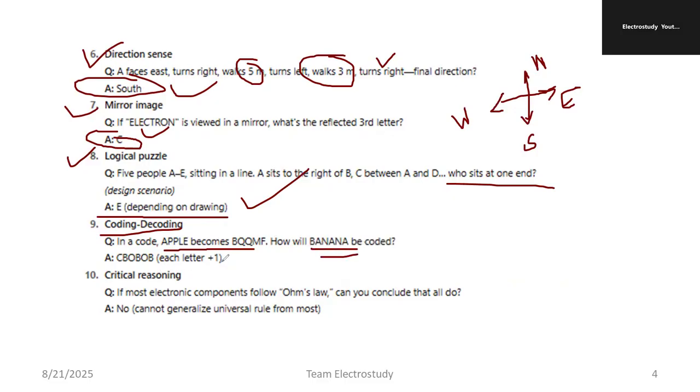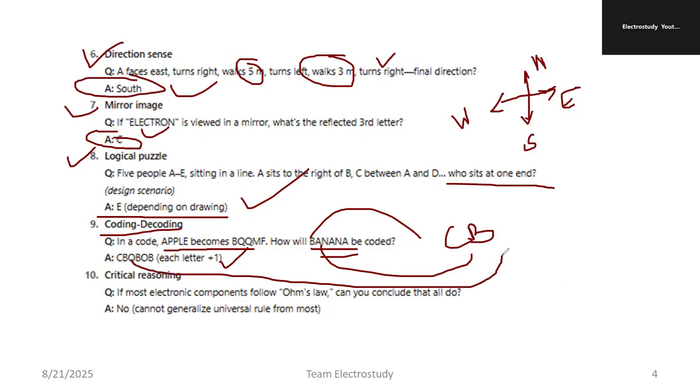That means each letter plus one. That is a relation. A, then B, PQ, PQ. That means one letter is going to be incremented. That relation you have to identify. Then B will be mapped to C. A will be mapped with B. Then O will be mapped with, sorry, N will be mapped to O, LMNO, correct?